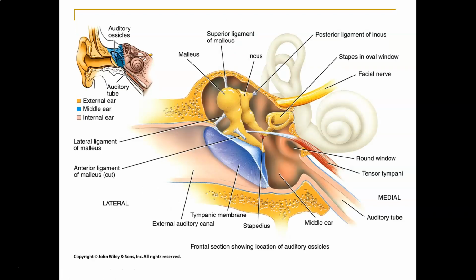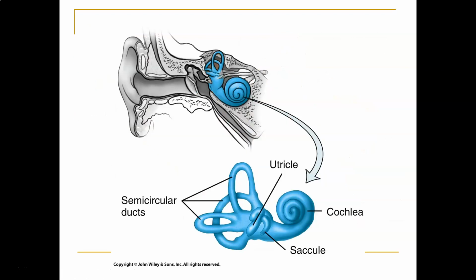Okay, and then here's a close-up of the middle ear in color. So here you can see better how vibrating your tympanic membrane will cause these three ear ossicles to vibrate. Okay, so let's look at the inner ear.